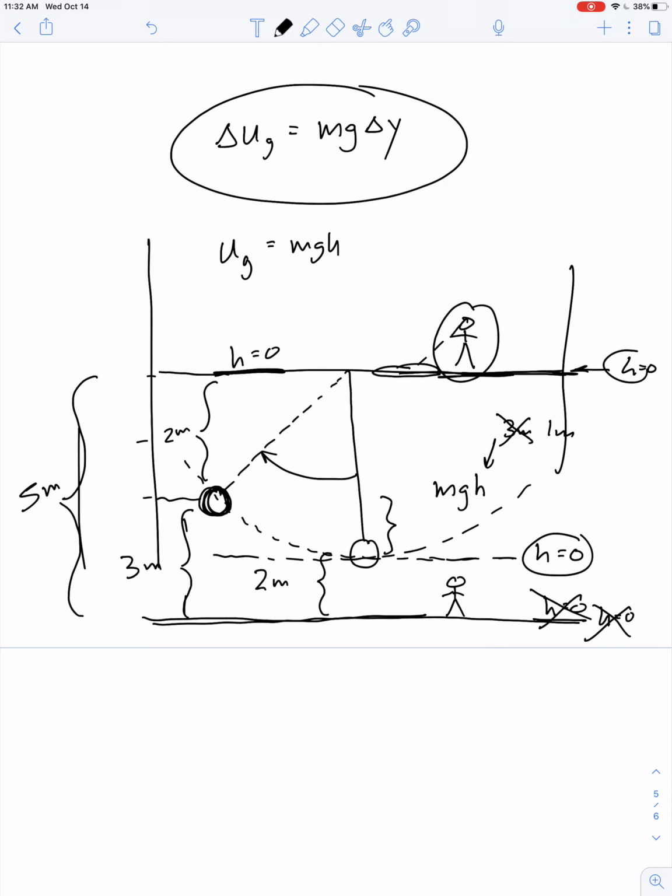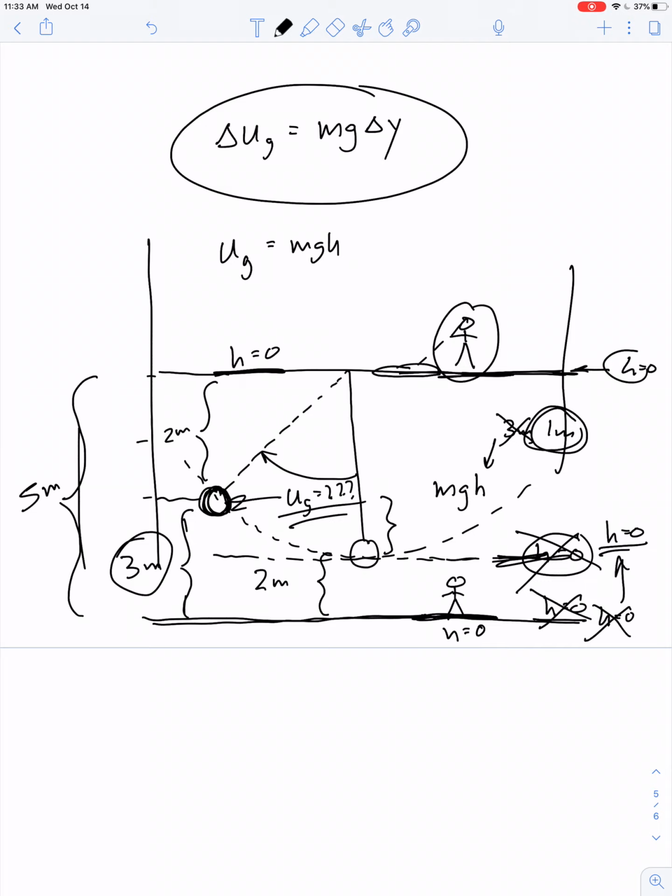A person who lets the reference level be 0 at the floor would say the gravitational potential energy is based on a height of 3 meters, or somebody who moves the reference level of 0 to this elevation would say there's a lesser amount of gravitational potential energy associated with only 1 meter. Well, they can't all be correct, right? What is the bowling ball's gravitational potential energy?